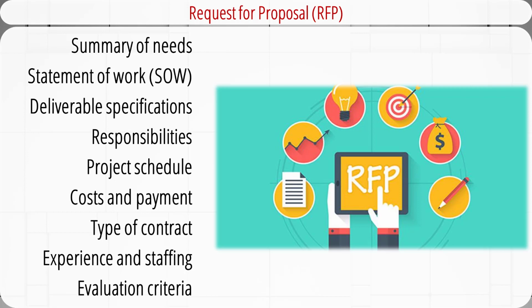Here is a list of key points to keep in mind when creating a request for proposal. The summary of needs gives the background of the project and a simple description of the needs to be fulfilled. The statement of work details the scope and major deliverables of the project. Deliverable specifications describe the requirements and features. The specifications should be very comprehensive, so bid proposals from contractors can be validated and later used for control.